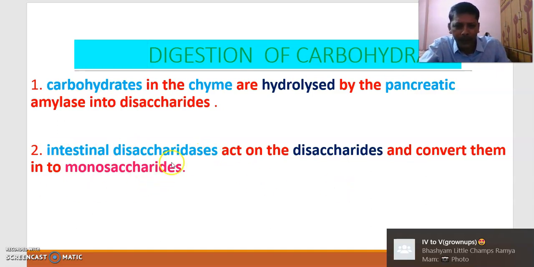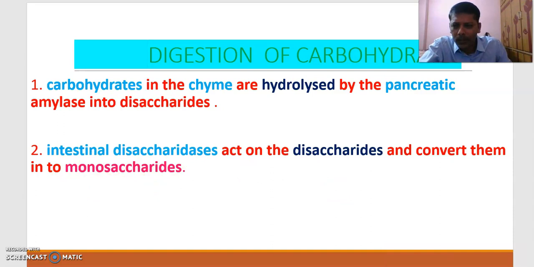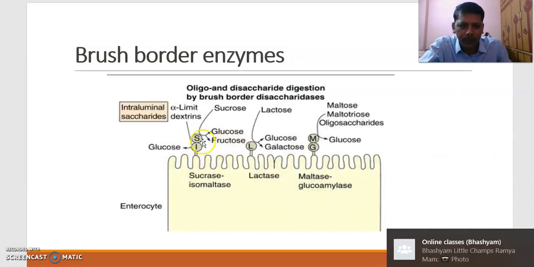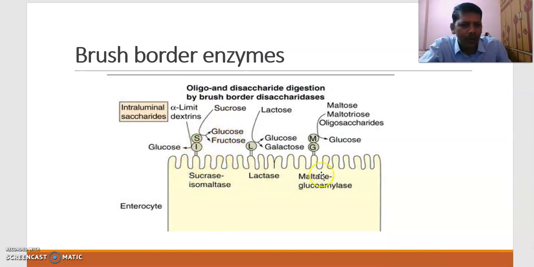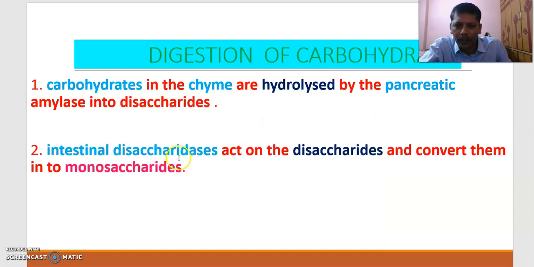Observe this slide. These intestinal enzymes are also called brush border enzymes. What are they? Sucrase, lactase, maltase. These are called brush border enzymes. I told you a code, sucrase, maltase, lactase. These are called disaccharidases. They act on disaccharides. What are the disaccharides? Sucrose, maltose, lactose, and they convert them into monosaccharides.